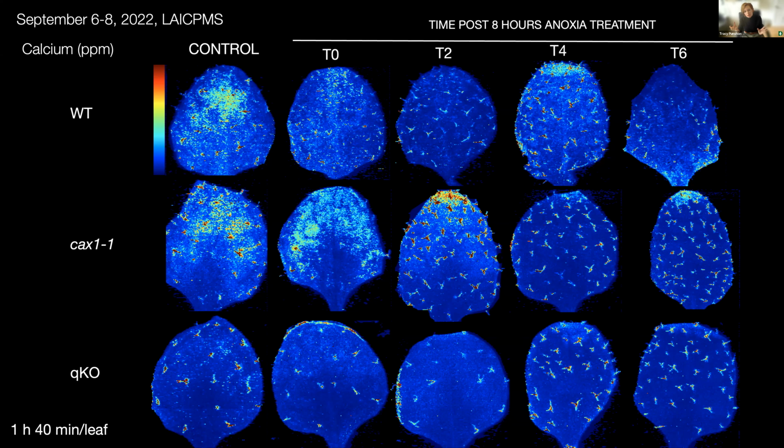So this experiment involved me getting up at 3 o'clock in the morning, exposing these plants to an anoxic condition, and then getting them out of that anoxic condition when I got to work, and switching on the laser and running them every 2 hours. And this gave us some quite tantalizing results, and this is 3 different mutants. Again, this is missing 1 CAX gene, and this is missing all 4 CAX genes.